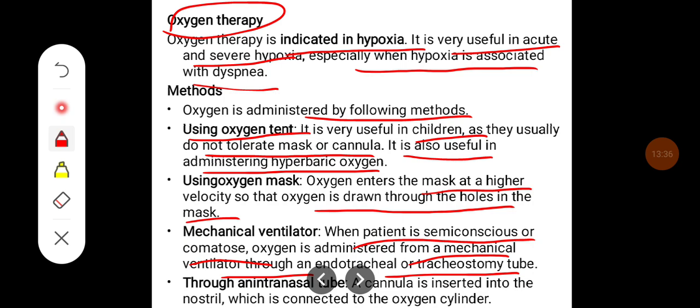Through the nasal tube, a cannula is inserted into the nostril, which is connected to the oxygen cylinder.